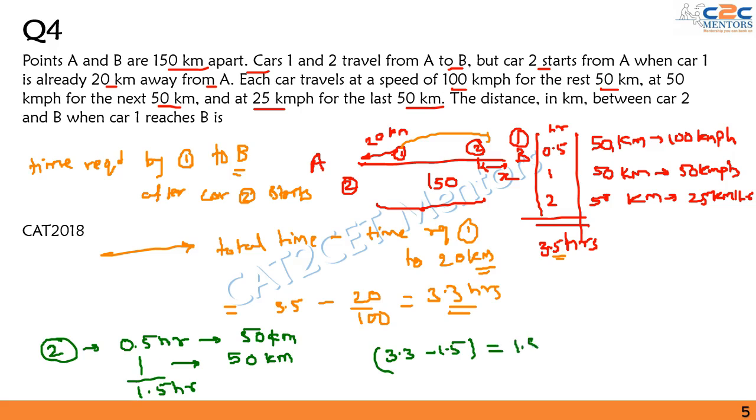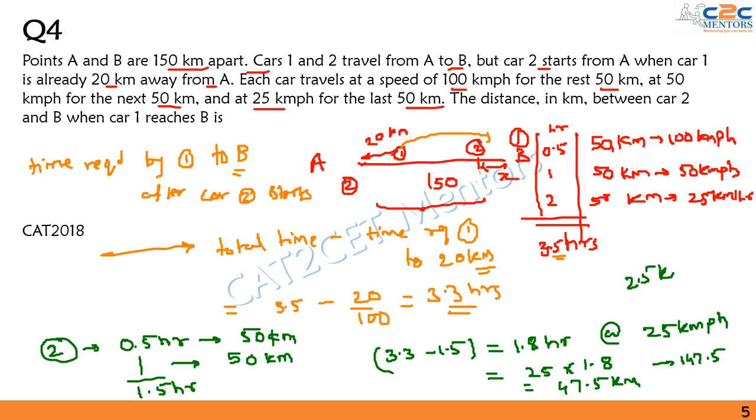So it is going to travel 1.8 hour at a speed of 25 kilometers per hour. So the distance that it will travel is 25 multiplied by 1.8, or this is equal to 47.5 kilometers. Hence the net distance traveled by car 2 is 50 plus 50 plus 47.5, or that is equal to 147.5, or the distance that we require is 150 minus 147.5, that is 2.5 kilometers. I hope this is clear.